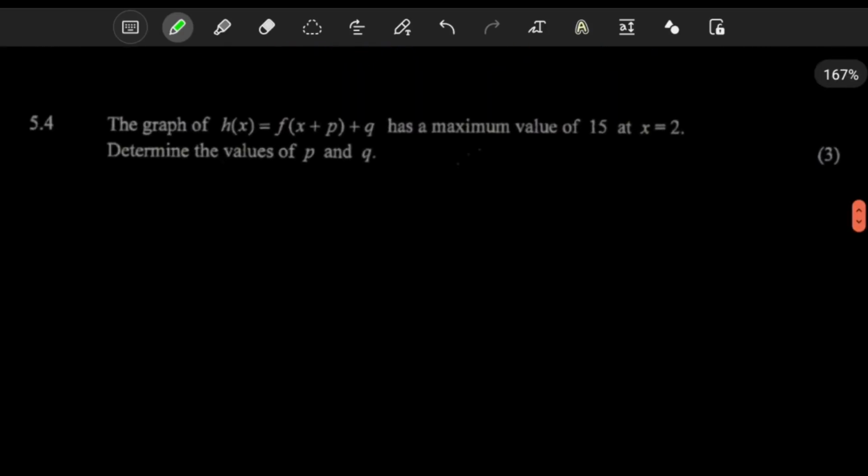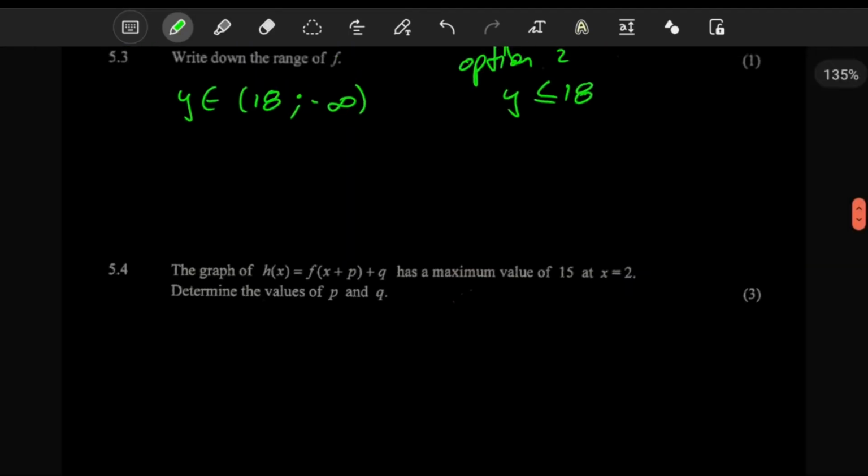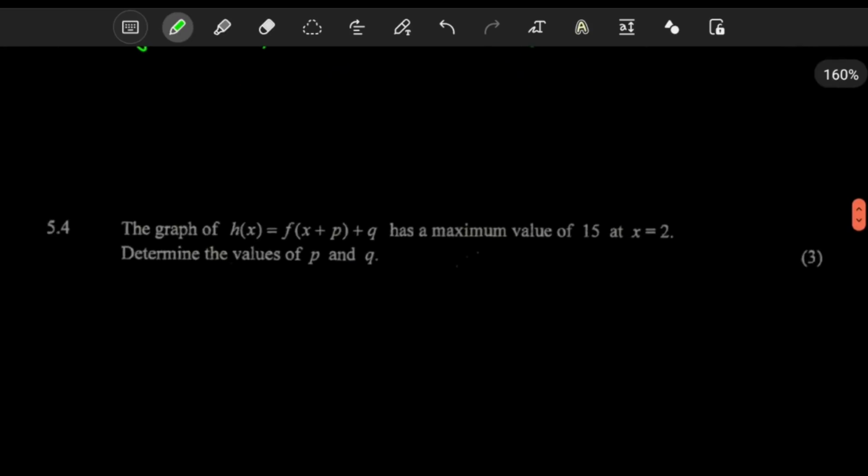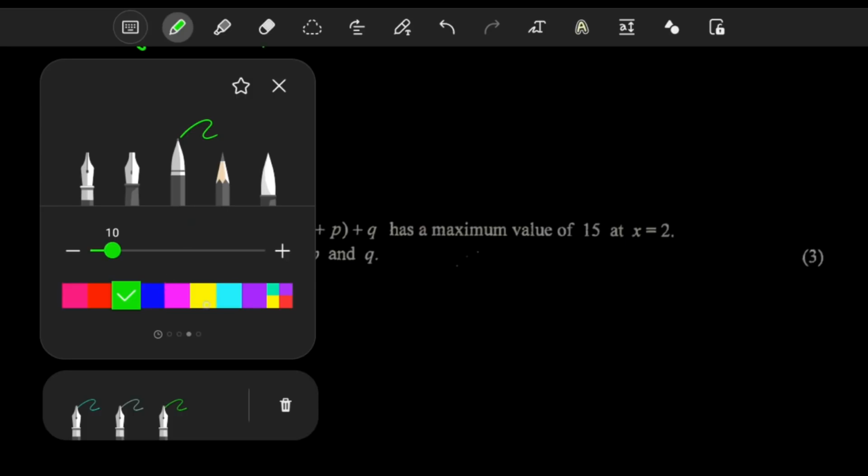For 3 marks, they said the graph of h is equal to this thing here. It has a maximum value of 15 at x is equal to 2. Determine the values of p and q. Okay, so this is actually an easy question. And when I say it's easy, I am not trying to be condescending or anything, I'm literally just being honest.